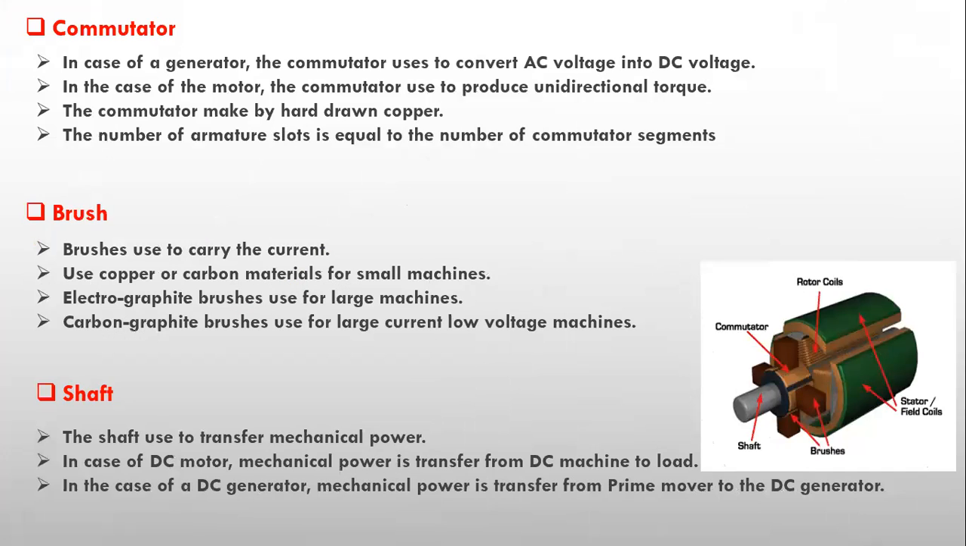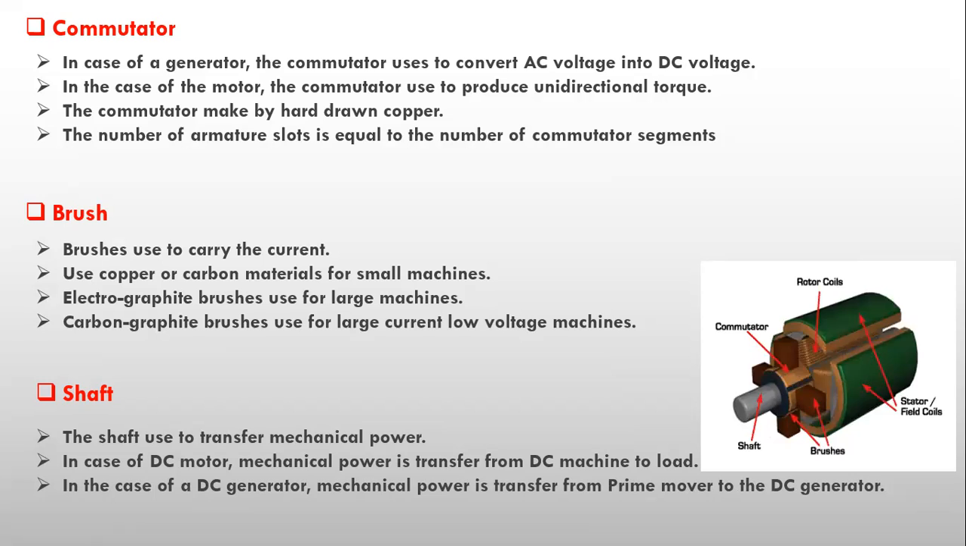Then commutator. You can see in the picture the commutator, brushes and shaft. In case of generator, the commutator is used to convert the AC voltage into DC voltage. The commutator is used as a rectifier. In case of motor, the commutator is used to produce unidirectional torque. To reduce wear and tear, the commutator is made of hard drawn copper. The number of armature slots is equal to the number of commutator segments in case of DC machine.